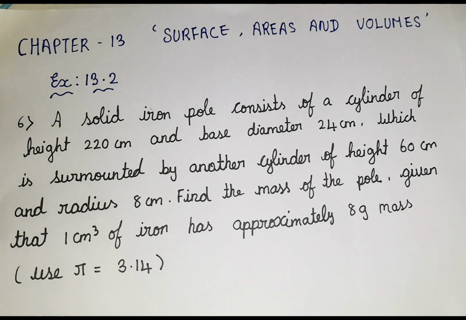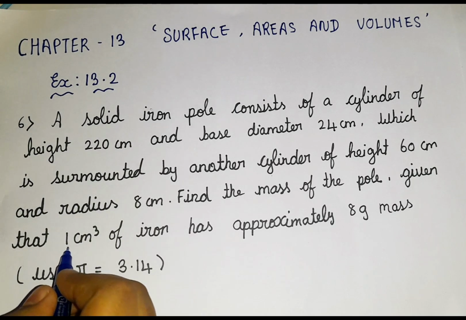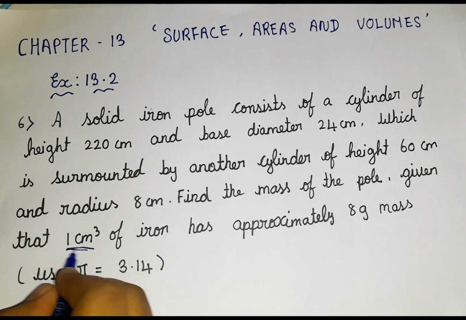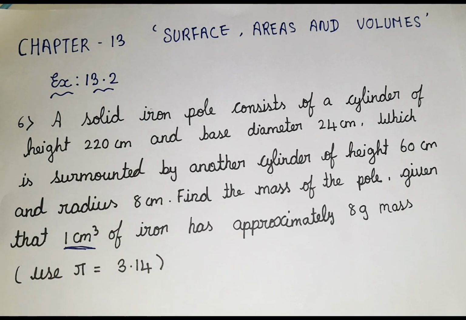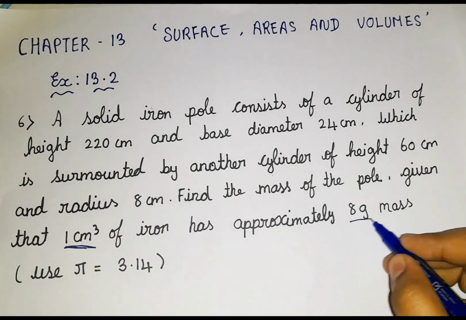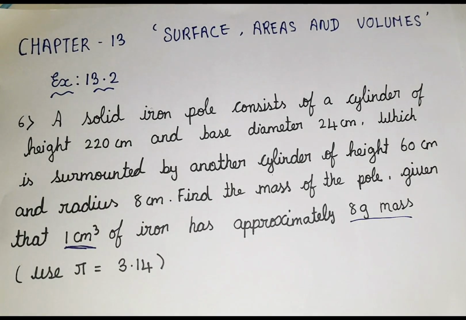That is 3.14. Okay, so here everything is about the figures. So when we draw it, that time we'll understand. So here this one is really important. 1 centimeter cube is equal to 8 gram mass. We are supposed to focus on it later.